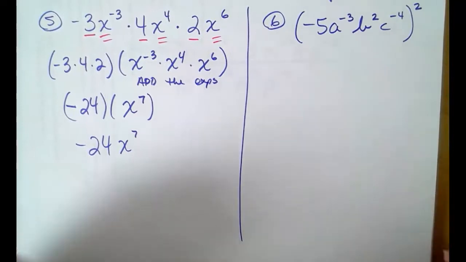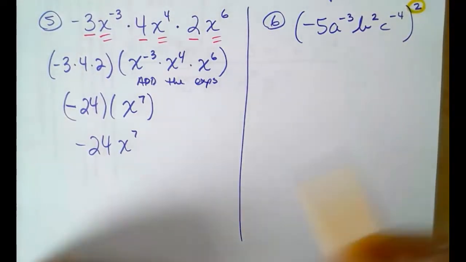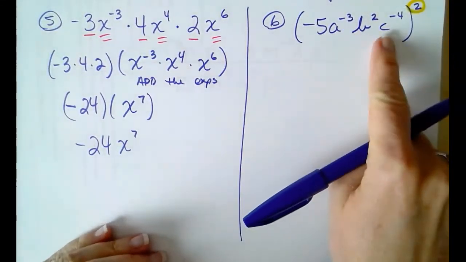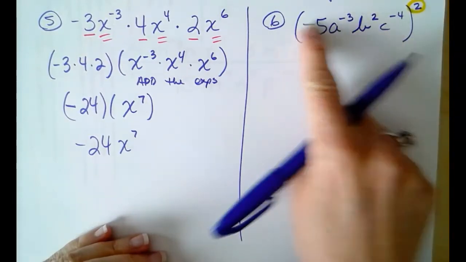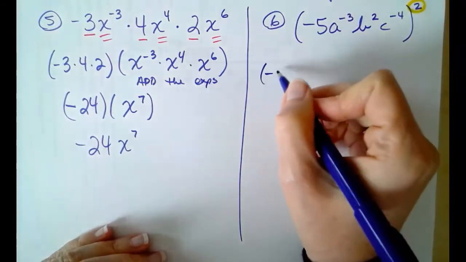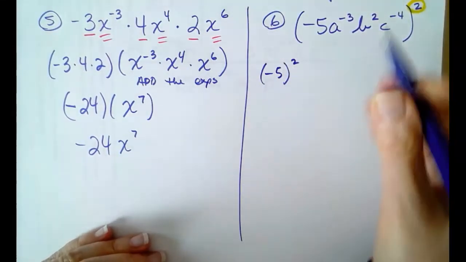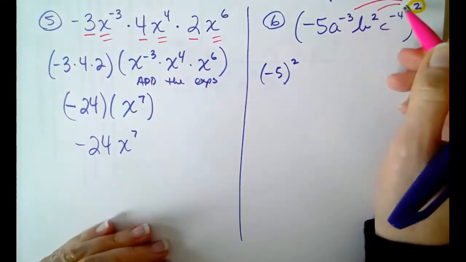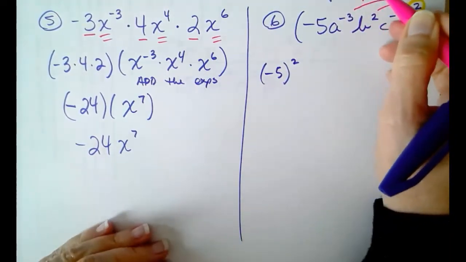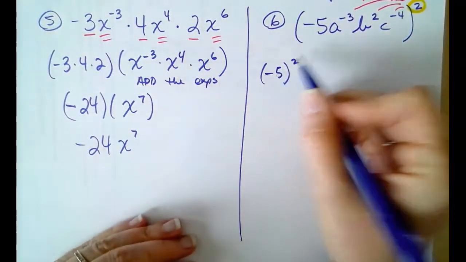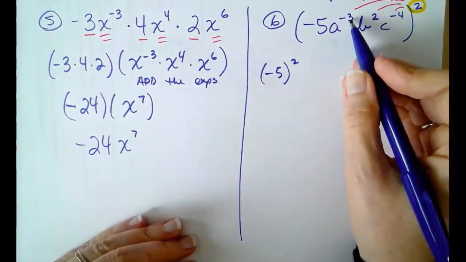Number 6, something a little bit different. In number 6, if we're following order of operations, we have to deal with that exponent. There's nothing to do inside of the parentheses, but everything inside of the parentheses is getting raised to the second power. So we've got negative 5 squared. And then we've got powers being raised to a higher power. Multiply those exponents there. So we've got negative 5 squared, we've got a to the negative 3rd squared.